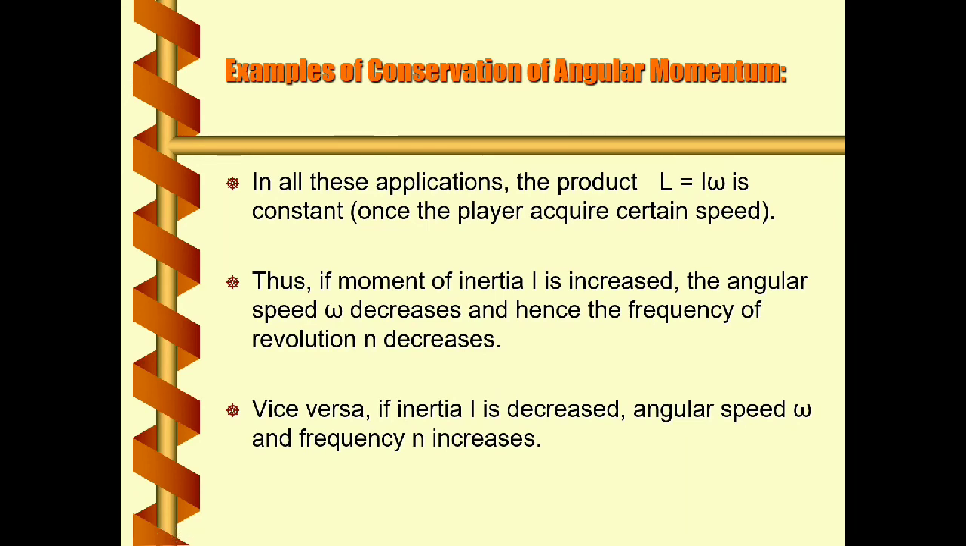Now there are different examples of conservation of angular momentum. What do we mean by that? We already know L equals I omega. Angular momentum remaining constant means that if I increases, omega will decrease, so that this product remains constant. If omega increases, I will decrease, so that the product I omega remains constant.